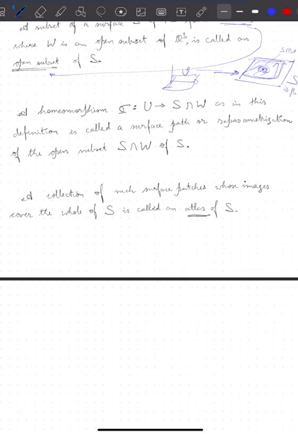Now, let's look at what we mean by a homeomorphism sigma from U to S intersection W. It is called a surface patch. Not surface path, it will be surface patch.